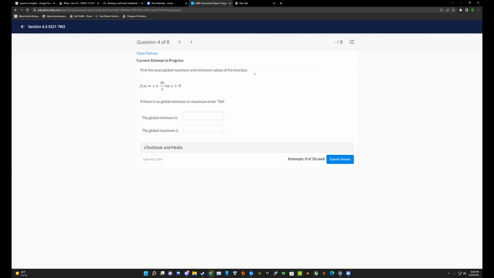Find the global maximum and minimum values of the function. All right, so there are a couple of ways to do this. One is to do it by hand, which is what you're going to have to do when you have an exam. Hopefully you're doing well in the class grade wise. The other is to graph it.